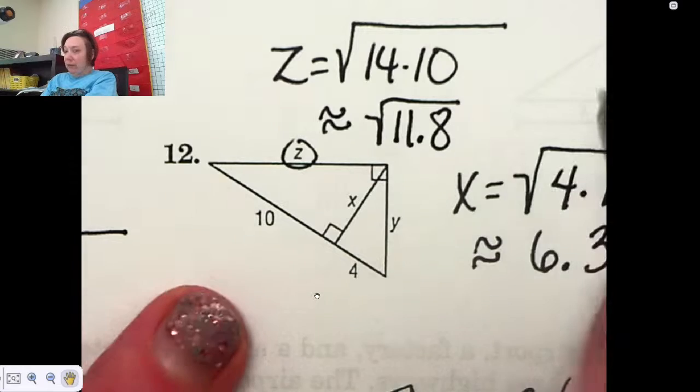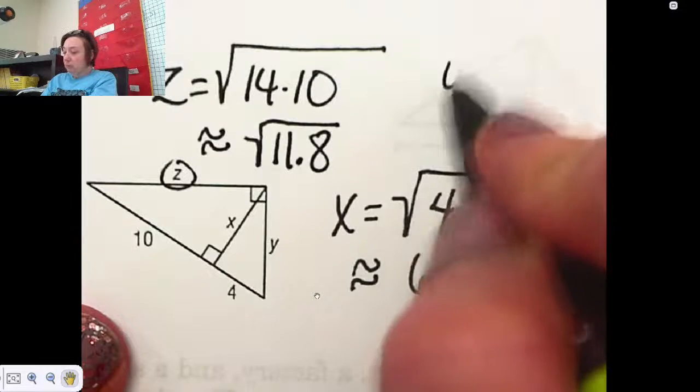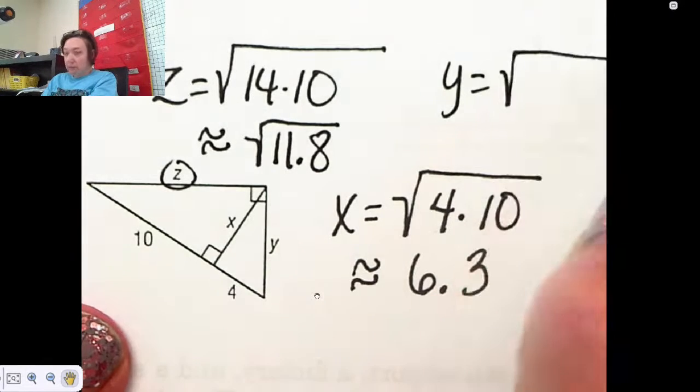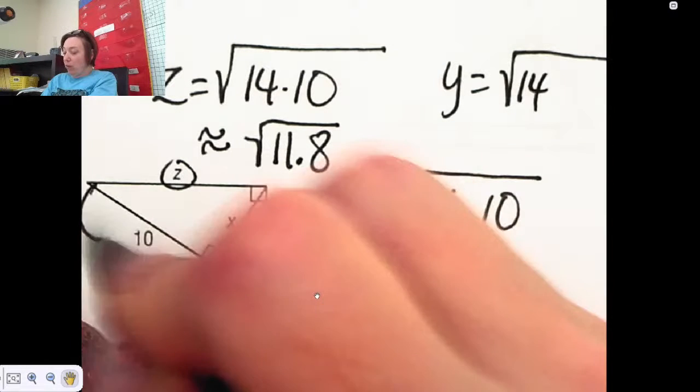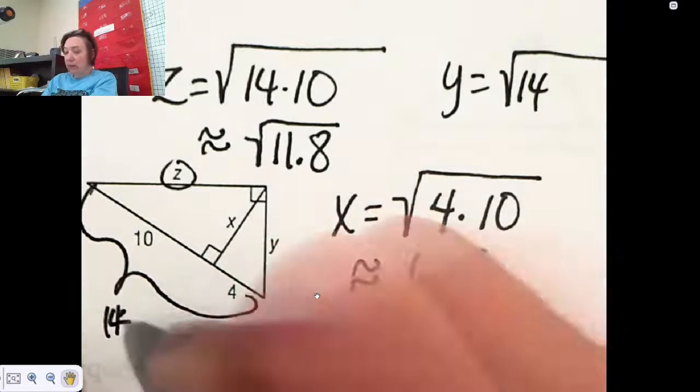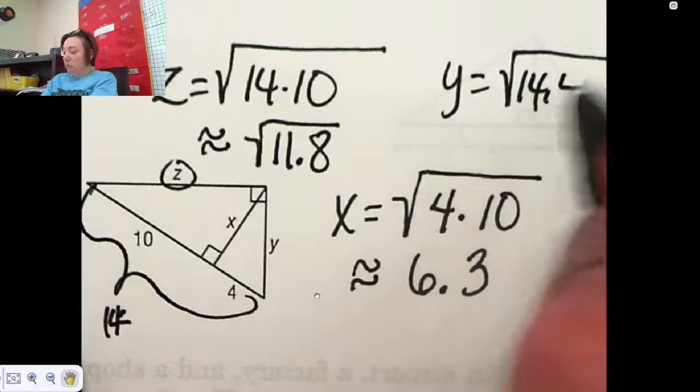What do we want to find Y? What are we plugging in for Y? 14, because that's the whole thing here, right? 14's the whole thing. And 4.